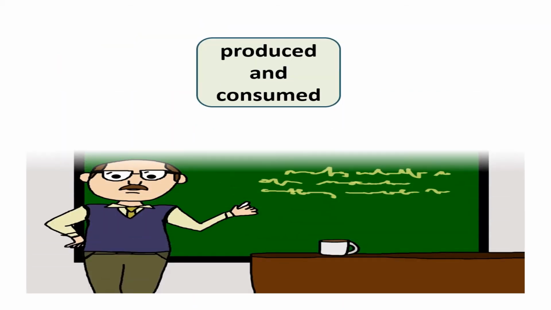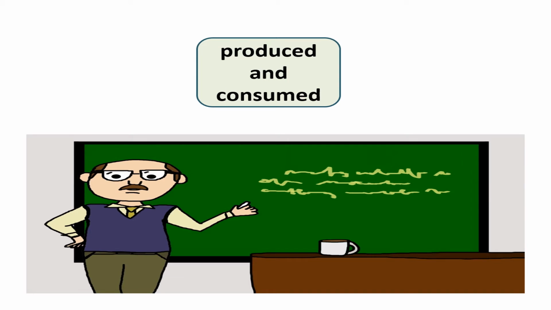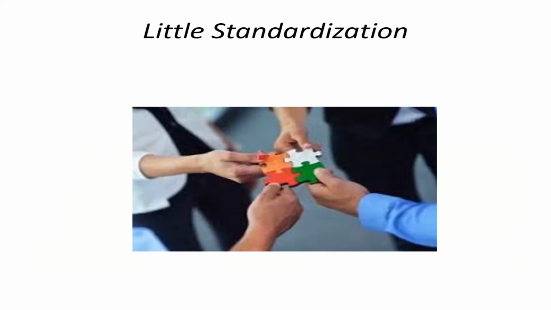Simultaneous production and consumption. Service products are characterized as those that are being consumed at the same time as they are being produced. In contrast, goods products are produced, stored, and then consumed. As a result of this characteristic, the provider of the service is often present when consumption takes place. Little standardization. Because service products are so closely related to the people providing the service, ensuring the same level of satisfaction from time to time is quite difficult.